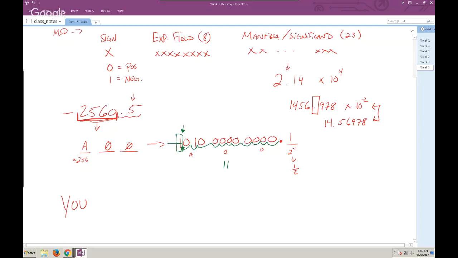Okay. So, the big idea is we want to normalize the number so that our decimal is always in that same place, and that 1 comes back. Okay. Now, what are we going to do with this 11, i.e., the number of places we moved our decimal point? We are going to add 127. Now, why am I going to add 127?